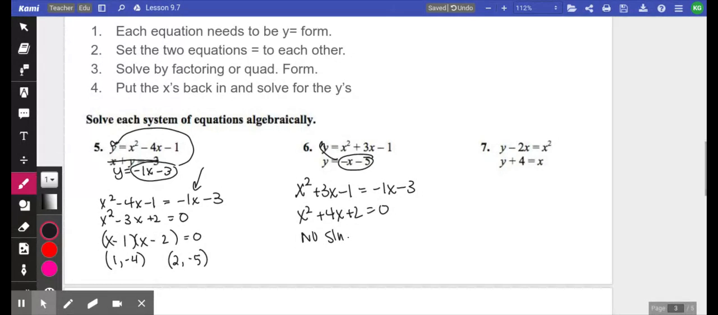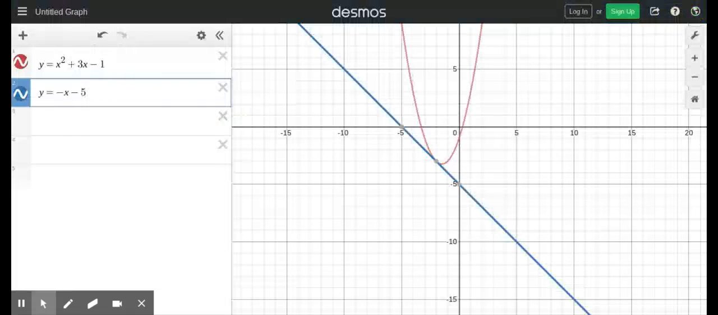X squared plus 3x minus 1. And -x minus 3. Minus 5, whoops. This one shows they should have one solution. It's at -2, -3.